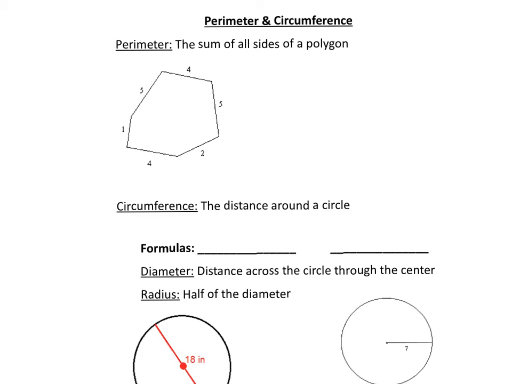First thing to note is that you've got to be able to know how to calculate perimeter. Yes, I know it's review, therefore it should be easy for everybody. We know that perimeter is the sum of all sides of a polygon. So what we have to do when we are doing perimeter is we add up all of the sides. So we added up 5 plus 4 plus 5 plus 2 plus 4 plus 1, and we've ended up with 21.